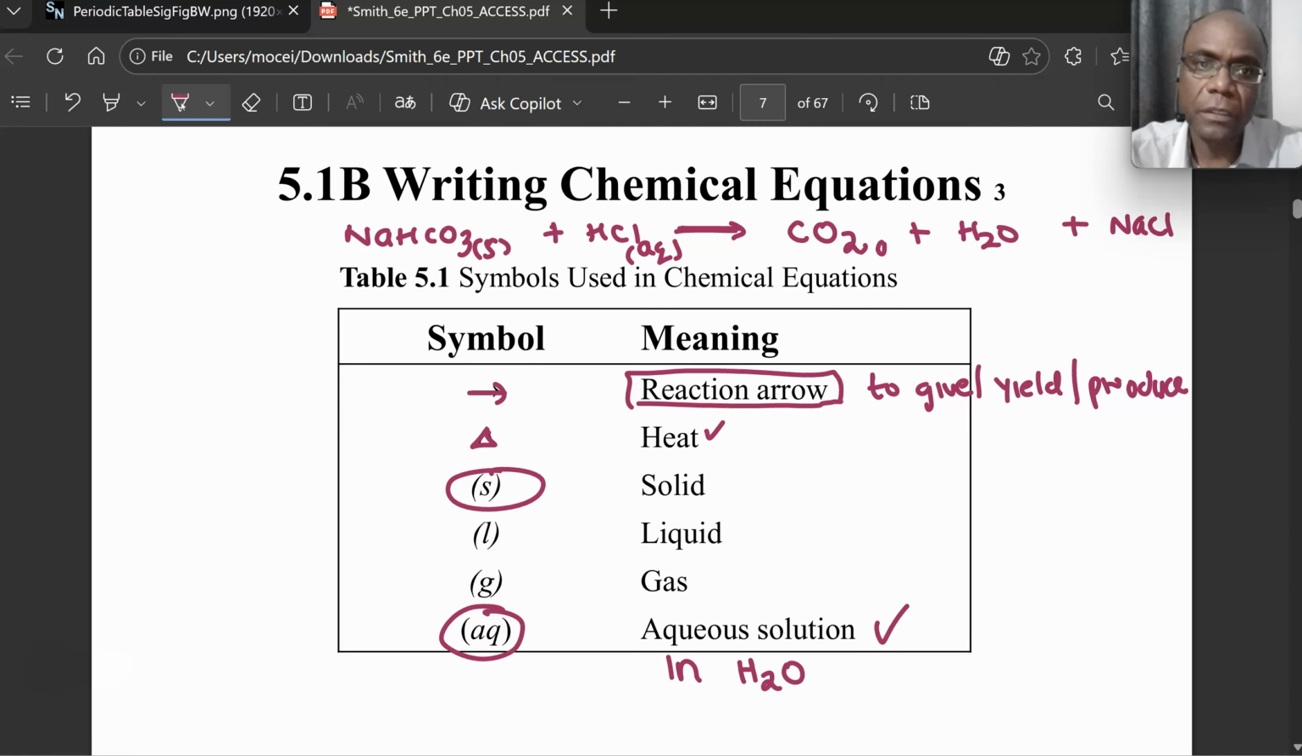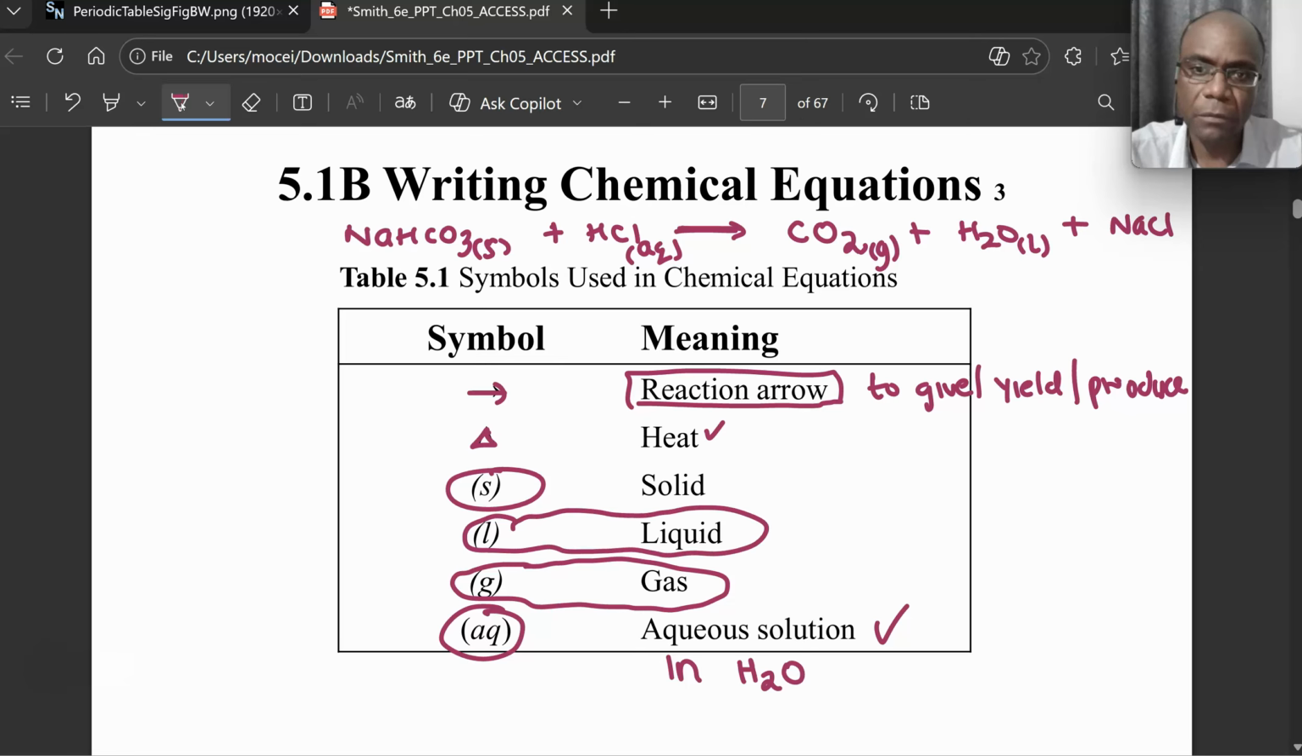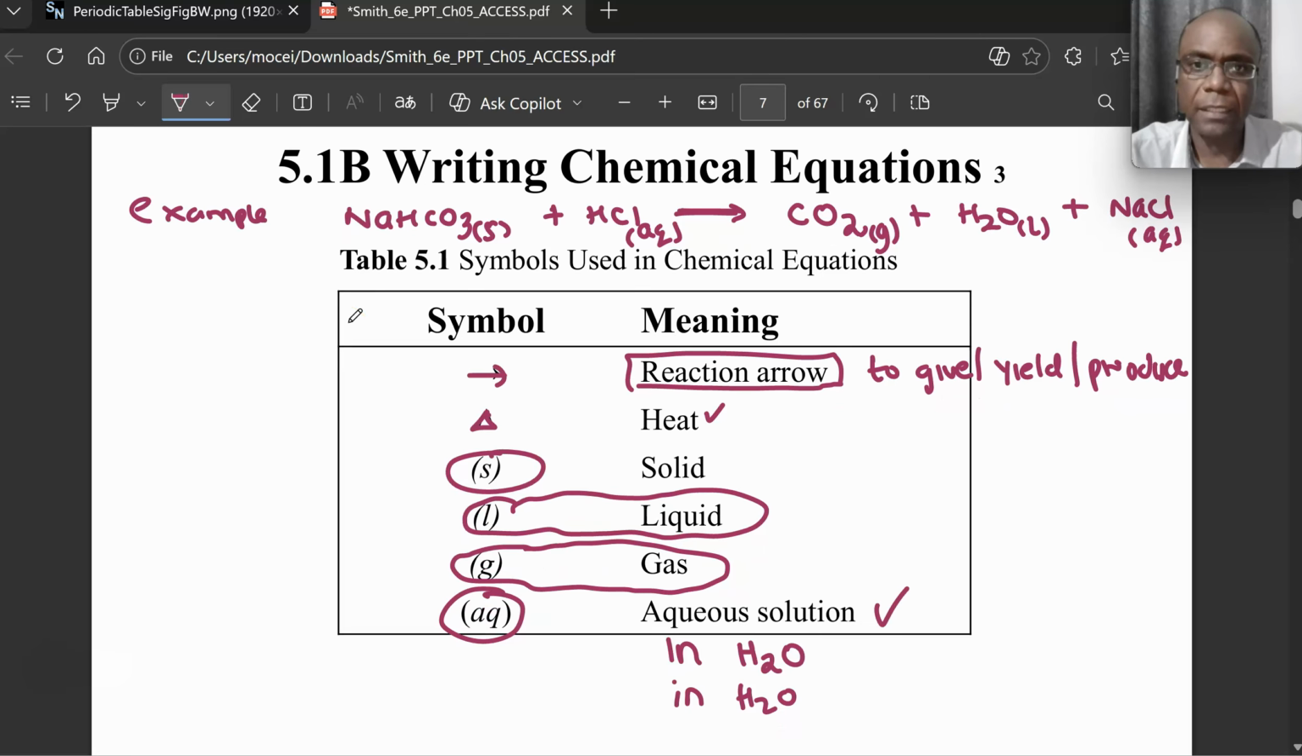And then CO2 bubbles are produced during this reaction, so we put G to say we have a gas formed. Let's say this is L, that would be liquid. Some liquid water is formed. And then NaCl, we'll put it as AQ because it's going to be dissolved in the water. So this is the kind of symbols that we use in chemical reactions. Using this chemical reaction as an example, did I balance it? Let me see. I think it is balanced as is.